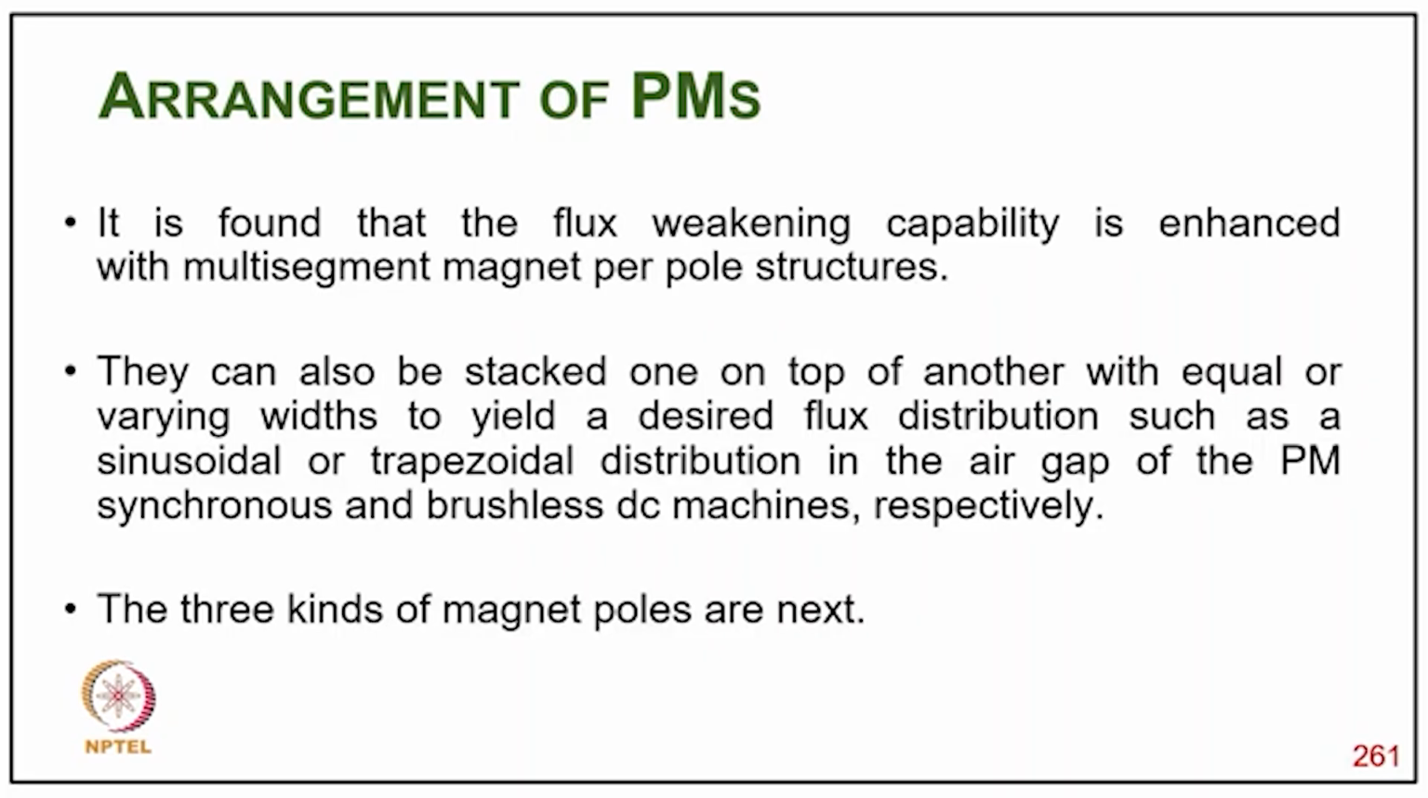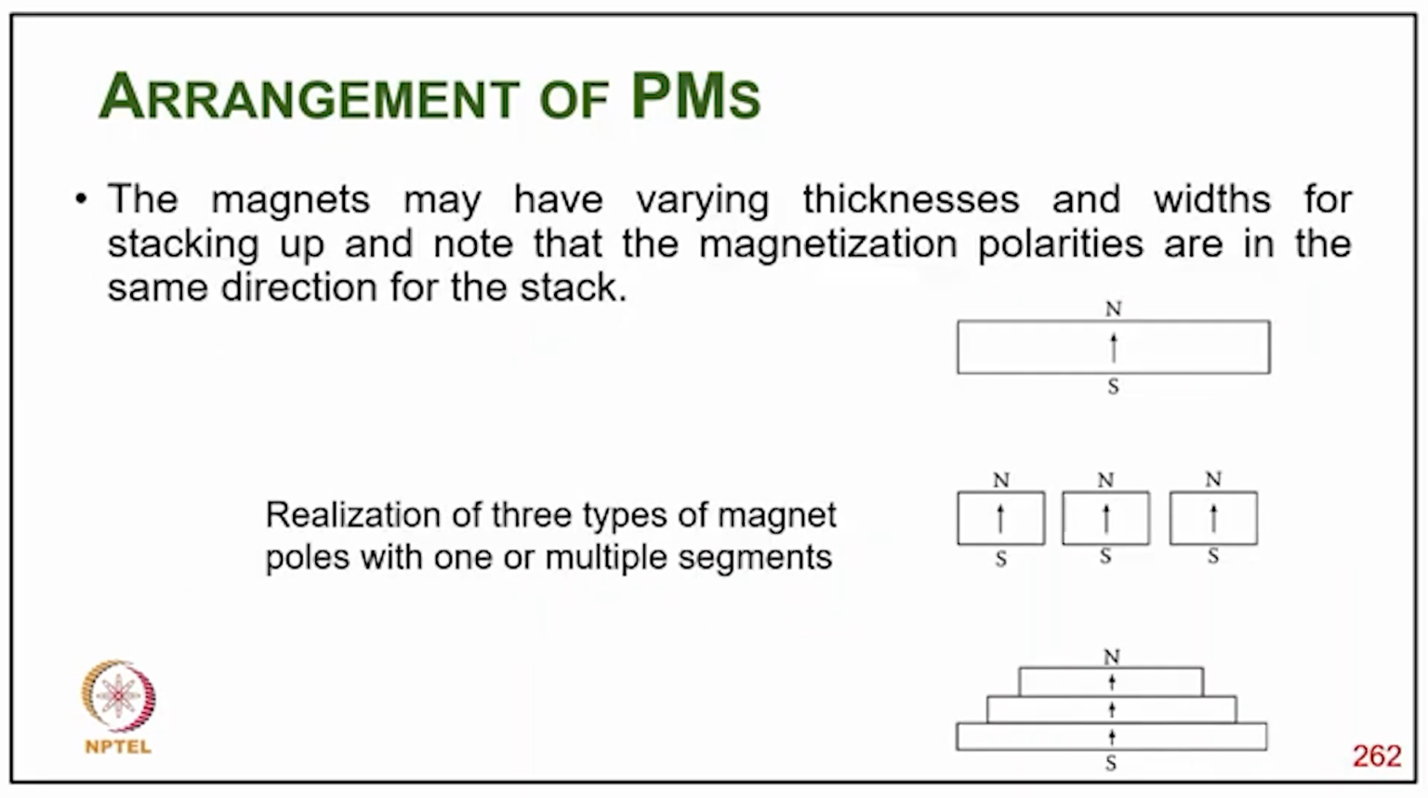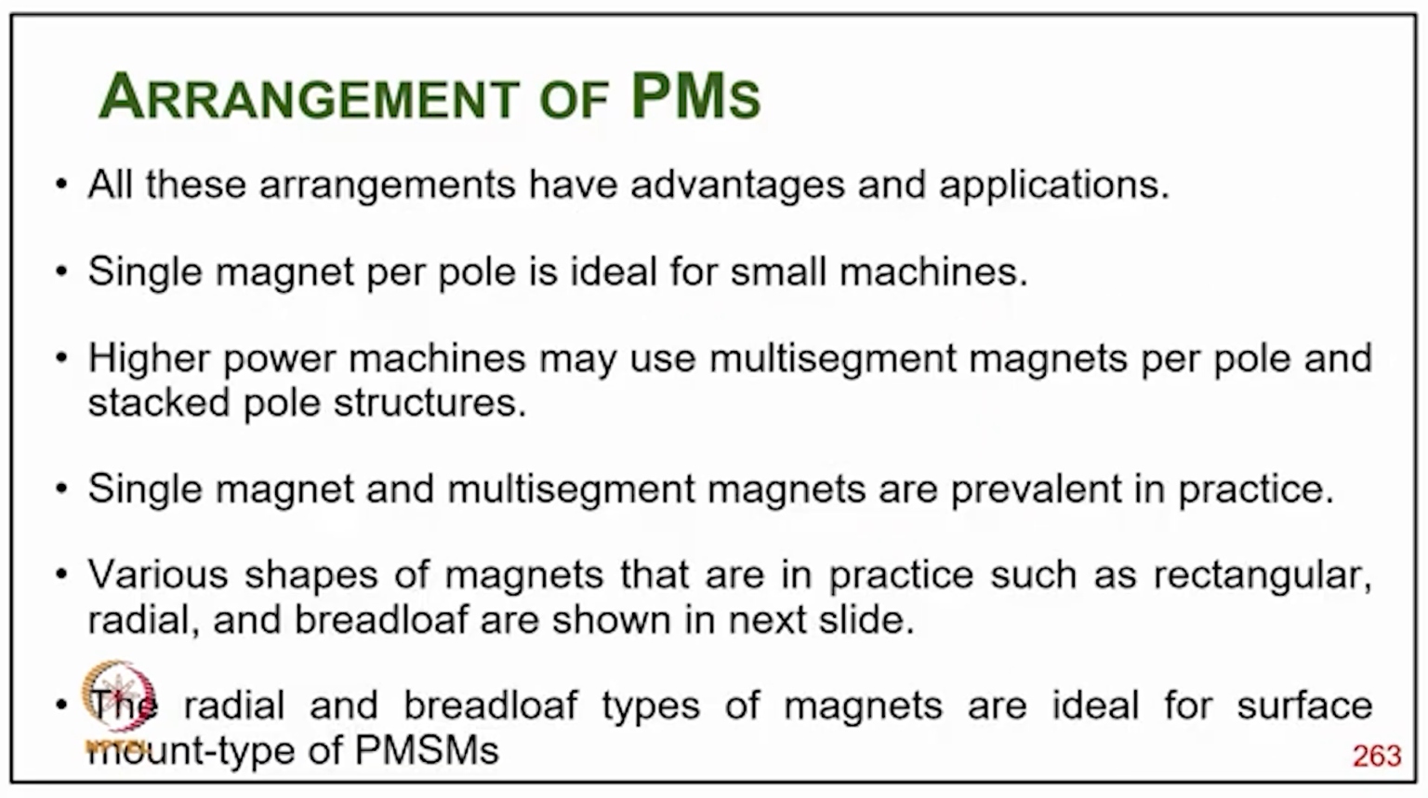They can also be stacked one on top of another with equal or varying width to yield the desired flux distribution, such as sinusoidal or trapezoidal distribution in the air gap of the PM synchronous or permanent magnet brushless DC machine respectively. The three kinds of magnet poles are in the next slide. The magnets may have varying thickness and width for stacking up, and note that the magnetization polarities are in the same direction, as you can see in the three types of magnets, with the stacks, with the different pieces, and the single piece. All three arrangements have advantages and applications.